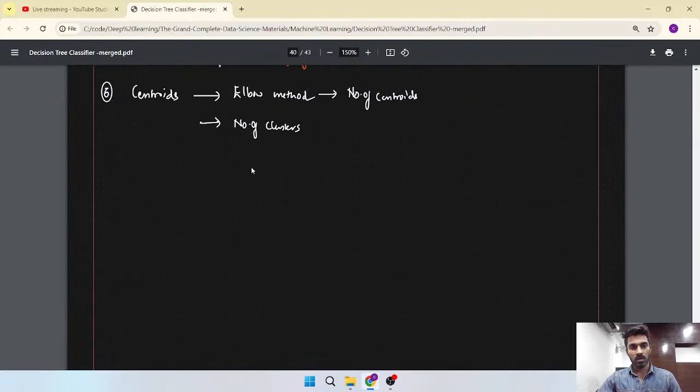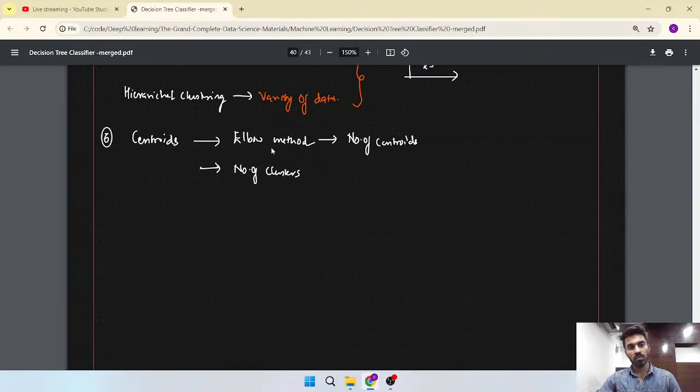K-means works on numerical data: number of clusters, centroids to find, elbow method. To find the number of centroids, basically the number of clusters, we have the elbow method. I have already told you that to apply the elbow method, we have to find the WCSS score.